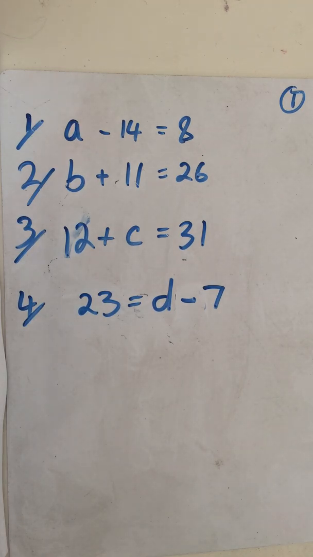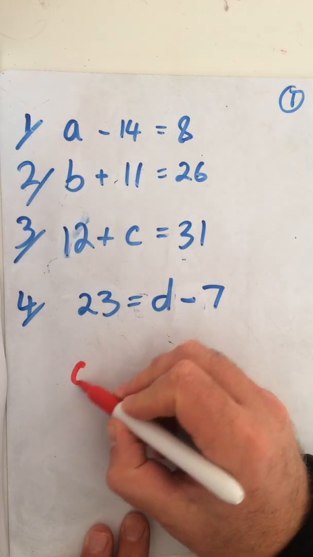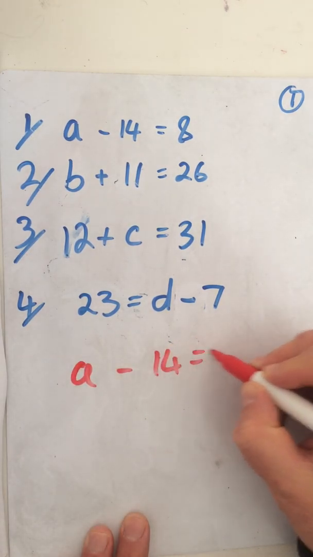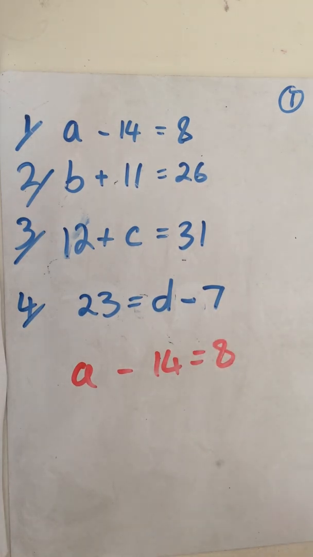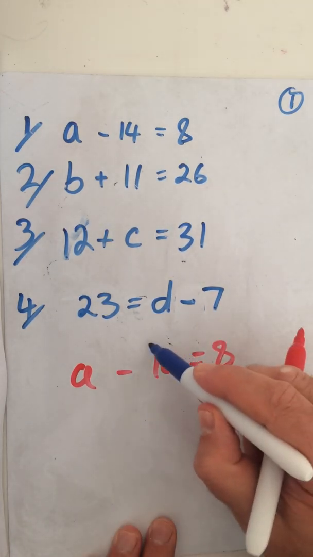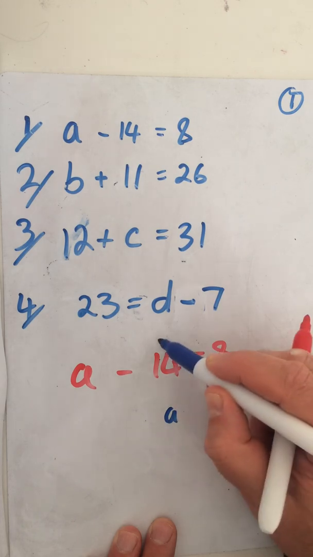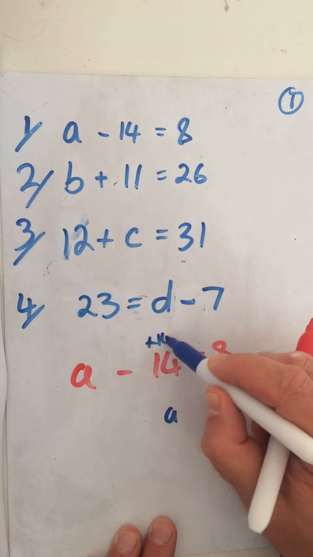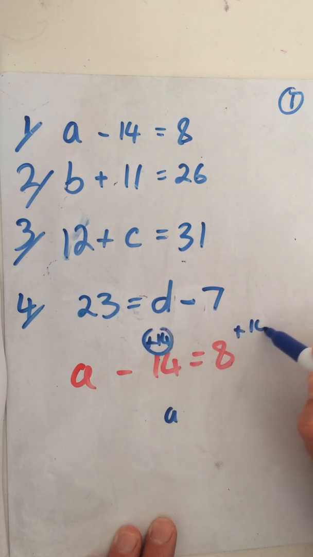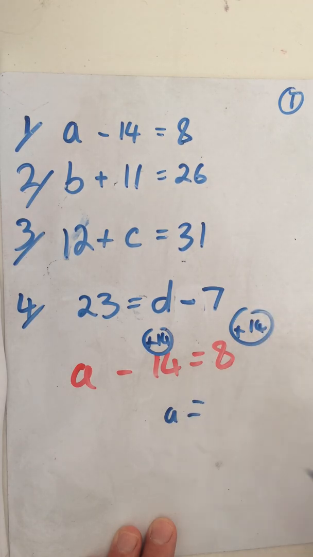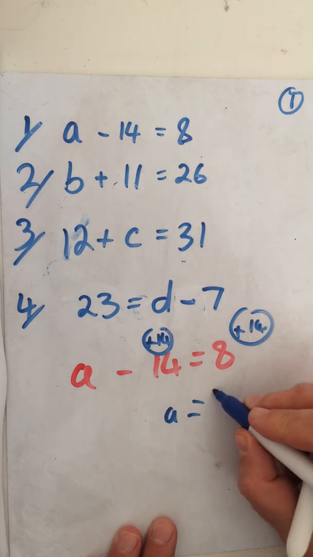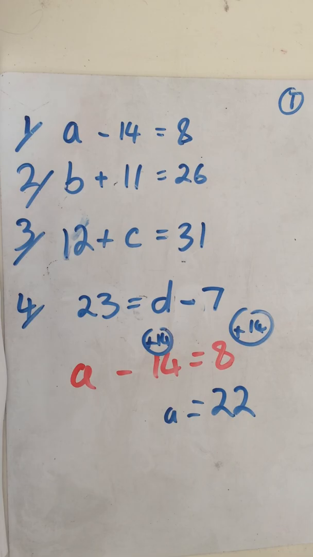Right, okay, so this is what you should have in your books. And please, remember, you've got to send me your work, so I will be checking this, okay? So we've got A take away 14 equals 8. So there, we want to get rid of this negative 14 because we want to be left with A. So we're going to put a positive 14 there, equals 22. Okay, so you should have that for the first one.